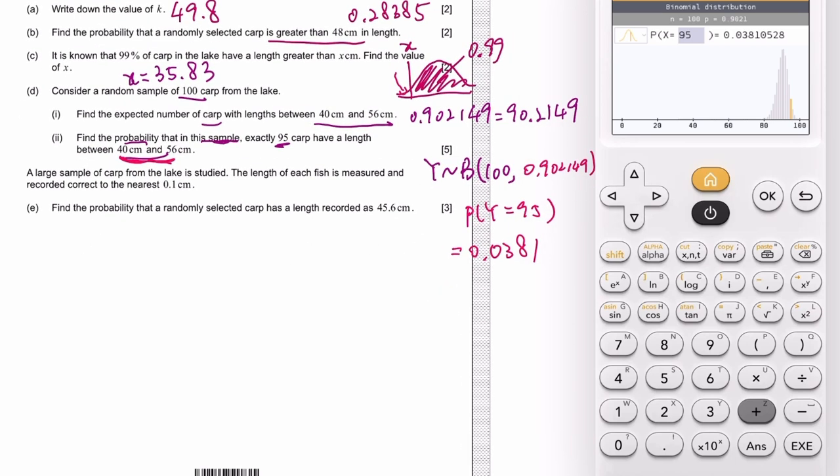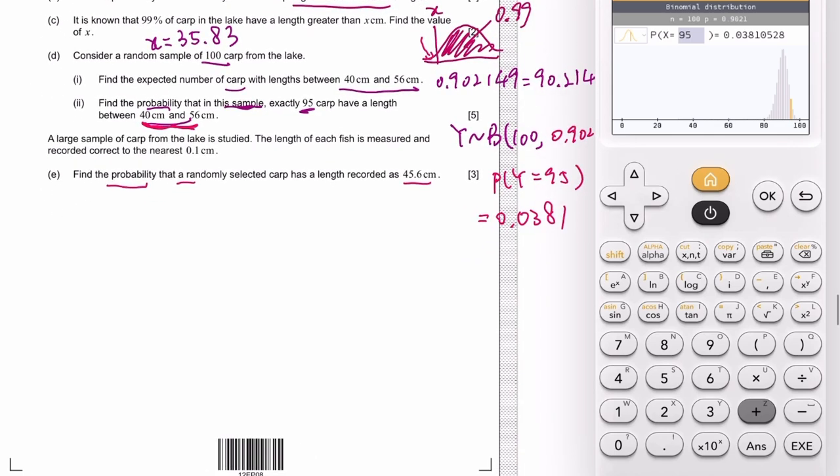For the next part: in a large sample of carp, the length of each fish is measured and corrected to the nearest 0.1. Find the probability that one random fish is recorded as 45.6. Oh, that's a new type of question that they ask. I mean, if you're from the UK and you've done IGCSE, then you've learned something called upper bound and lower bound. It's actually that. If you have not learned that, then it will be quite difficult for you to understand what's going on.